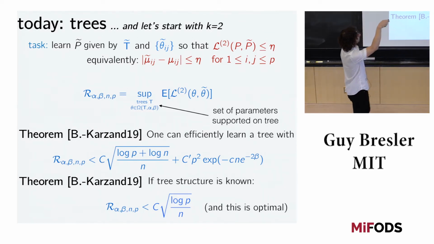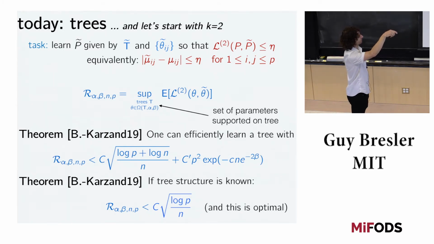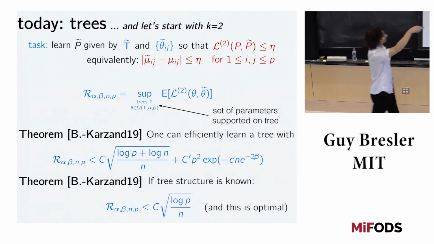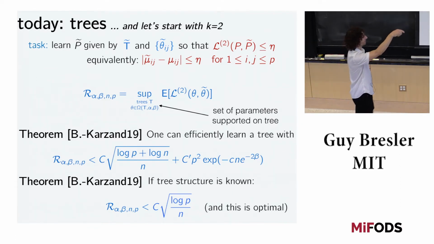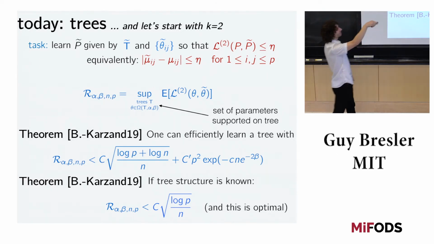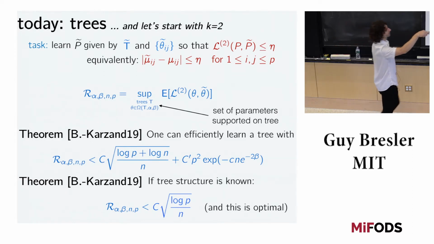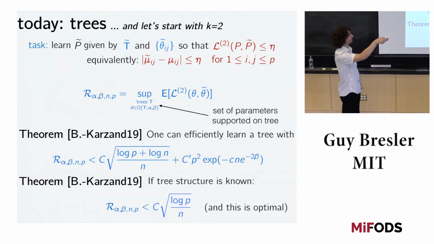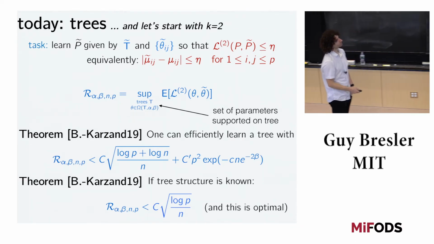Okay, now I won't dwell on this minimax thing, but the first result is that one can efficiently learn a tree such that the accuracy of the correlations are bounded by this right-hand side with high probability.